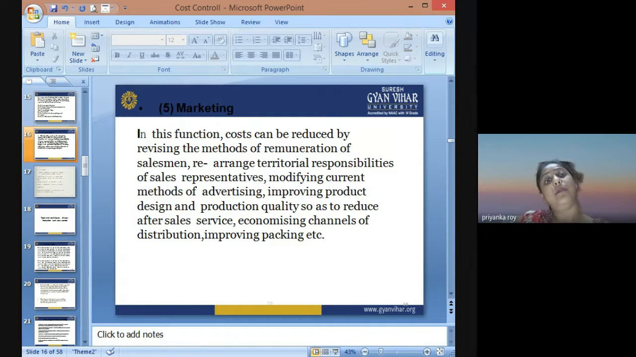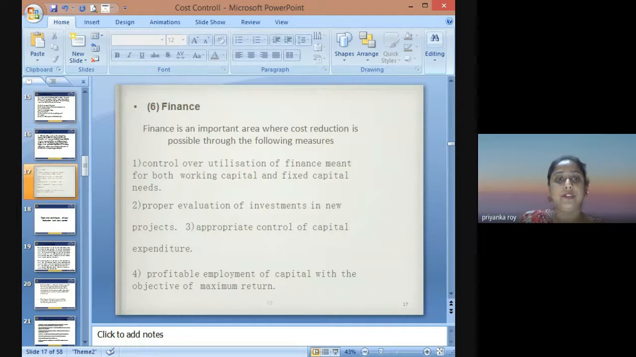Then you have marketing cost cutting. In this function, the cost can be reduced by revising the method of remuneration of the salesman, rearranging the territorial responsibility of sales representatives, modifying the current method of advertising, improving product design and production quality so as to reduce after-sale services, reviewing the channel of distribution, improving packaging, etc.